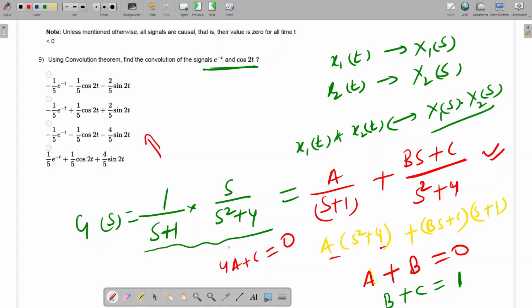A equal to minus 1 by 3. 1 by 3 we are getting, or 1 by 5 we will get. 1 by 5 or 4 by 5 should come. This is correct.